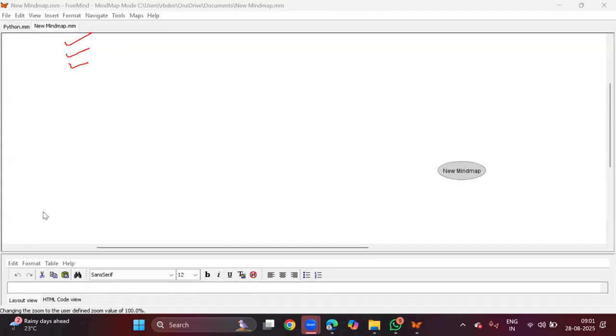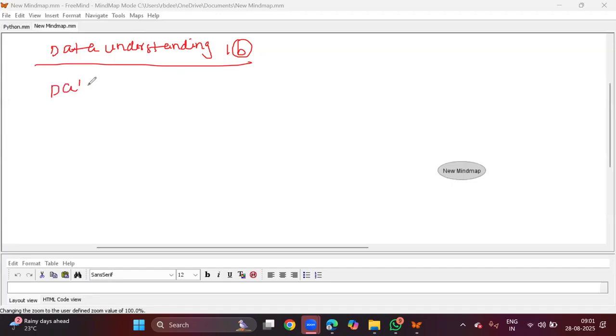Now we'll go to the second step. What is the second step? Data understanding. Correct. This is 1B. 1A is understanding the business problem. Now 1B. Here we should understand the data type. What are the data types we know? Integer or numeric, non-numeric? Yes, correct. Numeric, non-numeric.